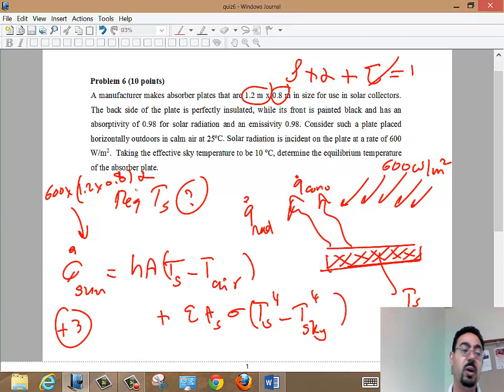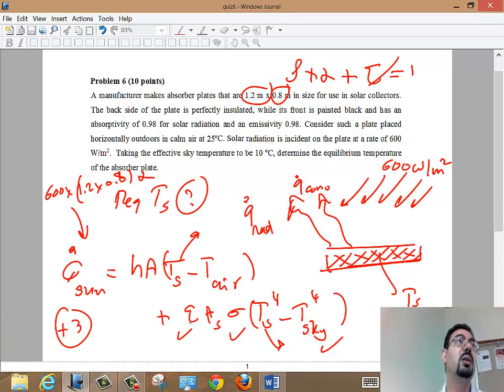All right? So now what's the plan to get TS? Obviously, we have to find everything else in this equation so that we can get this TS. So what's missing? T sky is given. Sigma, that's the Stefan-Boltzmann constant, 5.67 times 10 to the minus 8. Epsilon of the plate, that's given. It's 0.98.